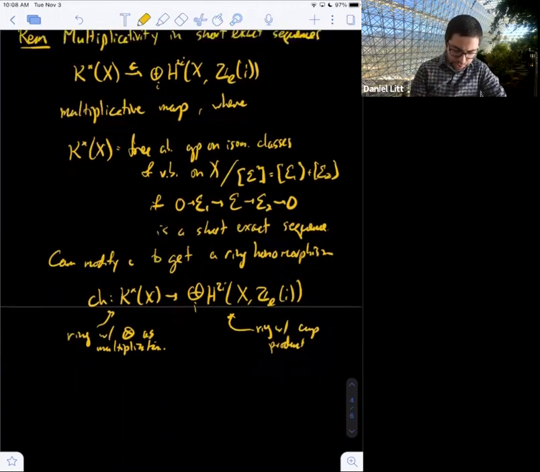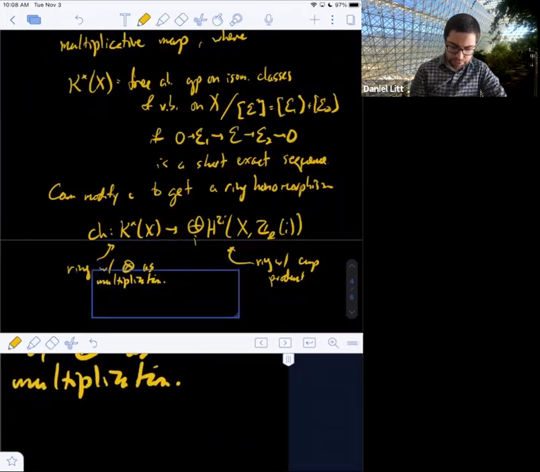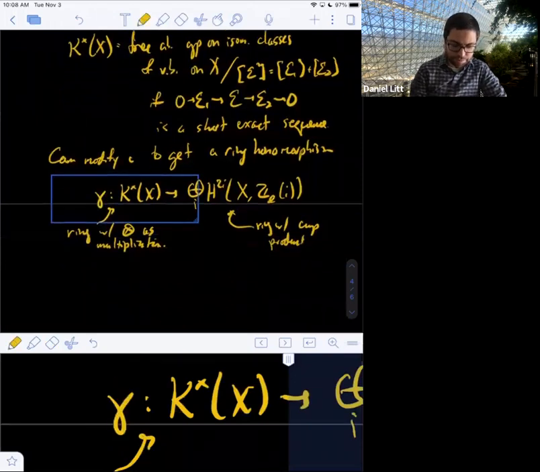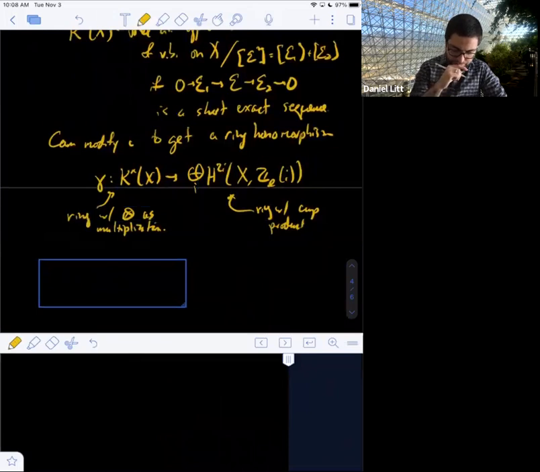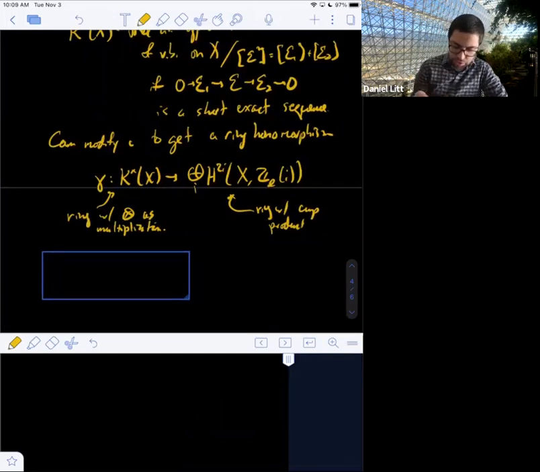Okay, so what's the relevance to this thing? Maybe I shouldn't call this ch, because something else is often called ch. Let me call this a gamma. The relevance of this is that we can reinterpret the cycle class map we had from before in terms of this gamma.